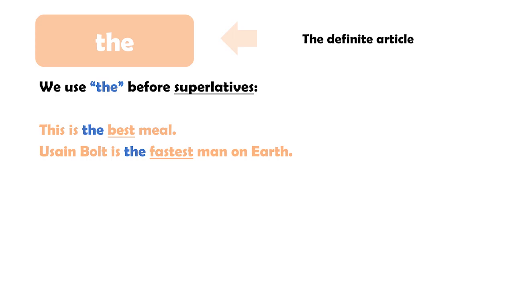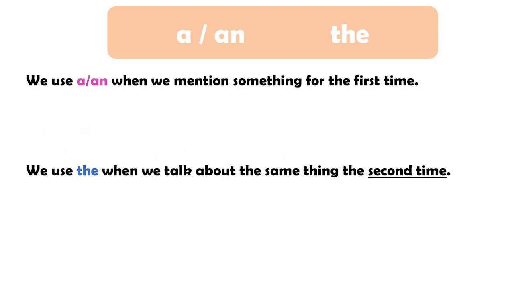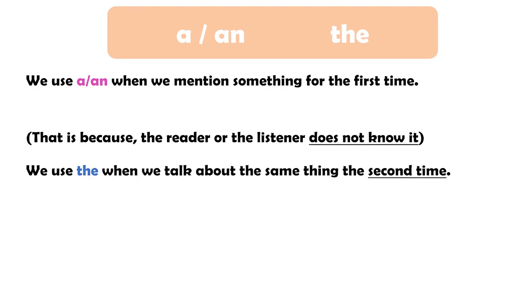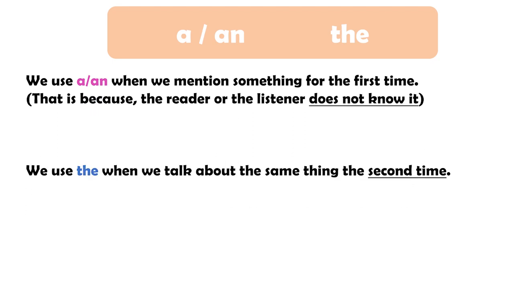We use a or an when we mention something for the first time. That is because the reader or the listener does not know it. We're introducing it for the first time. Like this sentence. I bought a new phone. I have bought a new phone. Now my listener or the reader does not know about it.